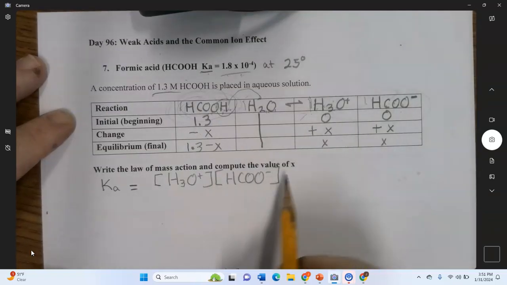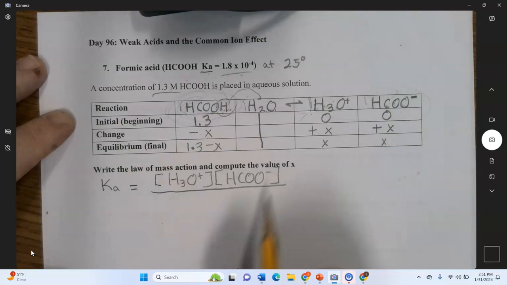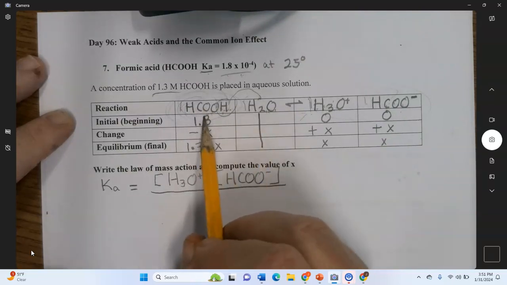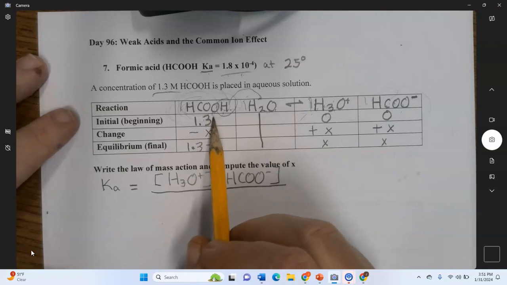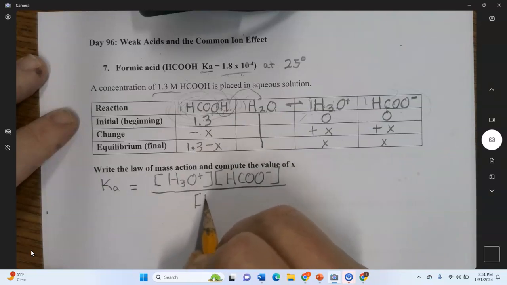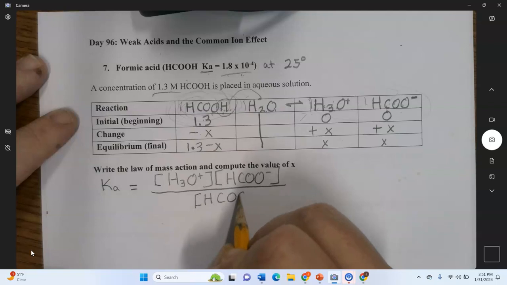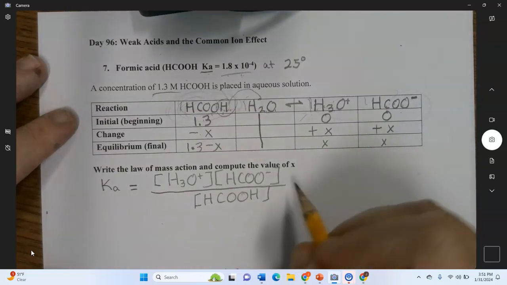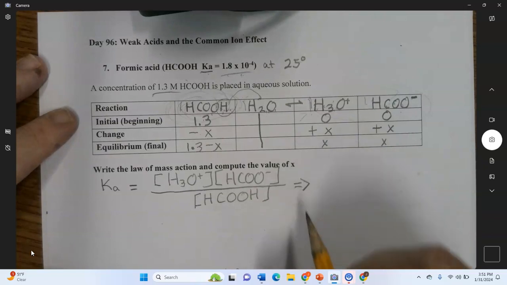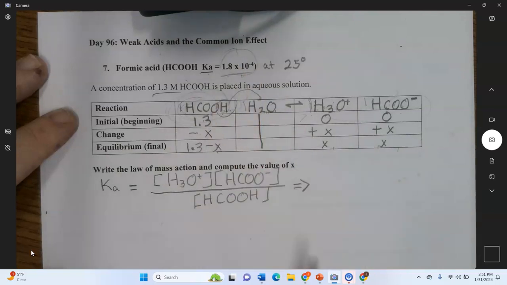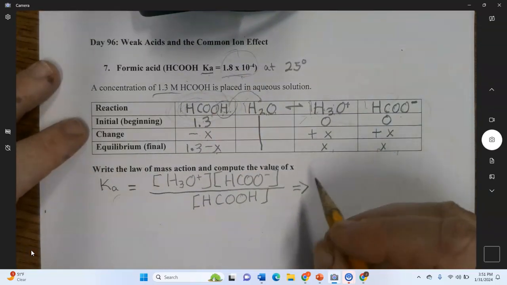Okay, there's the products right there. And the reactants over here, you don't include water, it's a pure liquid, so you only include the formic acid. And there it is. Now we're going to come over here and plug in the algebraic expressions, and I'll go ahead and substitute in the actual number for Ka, so it looks like this.